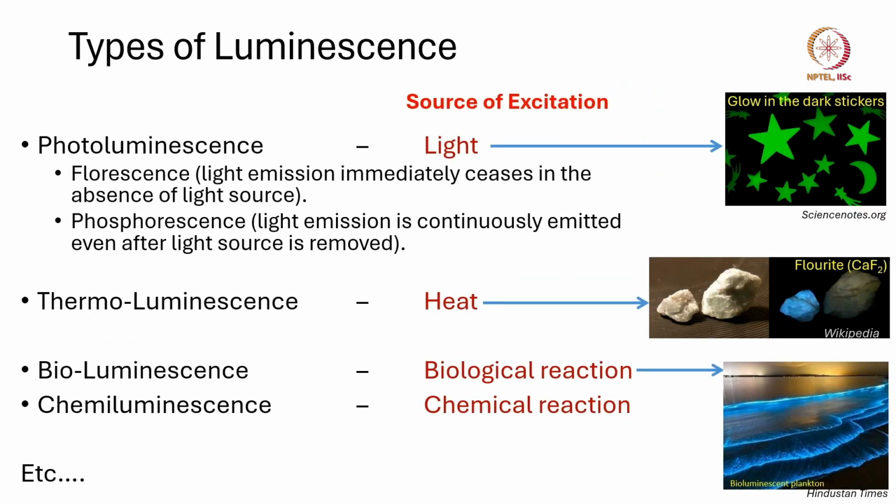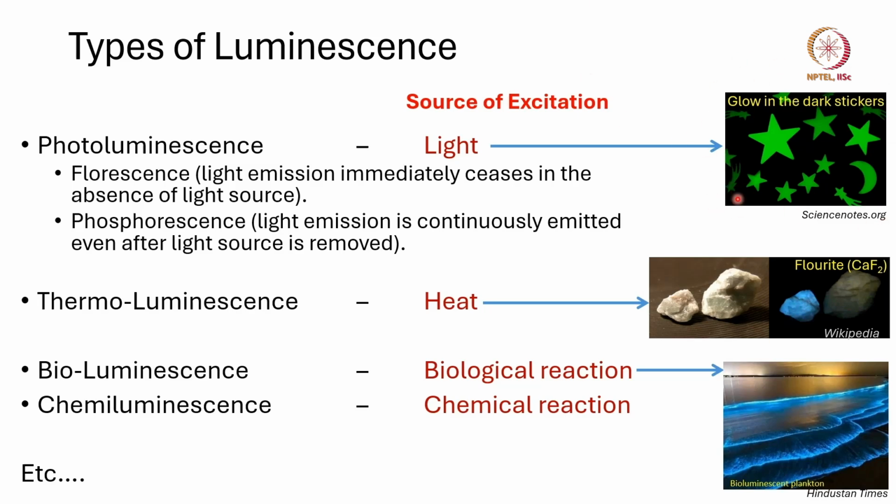So, depending on the type of energy provided to the electron initially, there are different types of luminescence. The first kind is photoluminescence, where the source of excitation is light itself. Some of the common examples for this are glow-in-the-dark stickers, where during the daytime these stickers are exposed to ambient light and they absorb this light. During the night, they glow when the lights are switched off.